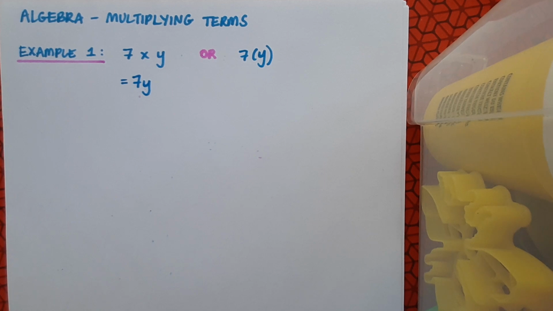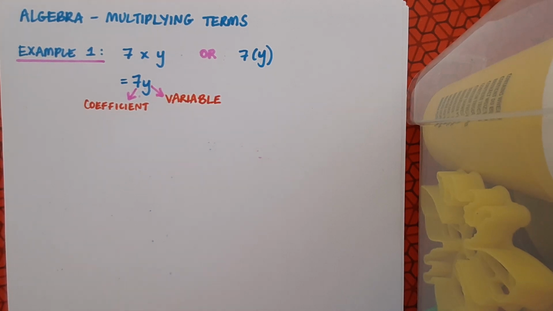Think about our vocabulary in algebra for a moment. What name can I give to this number that's in front of the letter? This 7 can be called the coefficient of y. And what about y itself? What name can I give to a letter in algebra? This y can be called a variable, and it's important to know this vocabulary as we'll hear it an awful lot in this topic. So let's have a look at a second example.